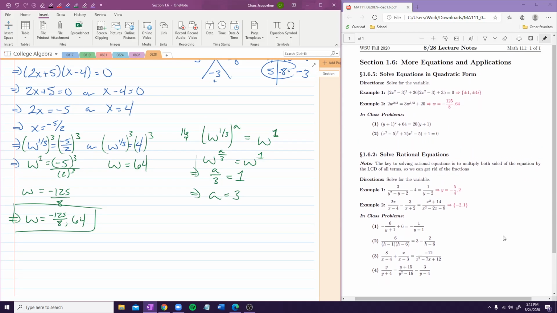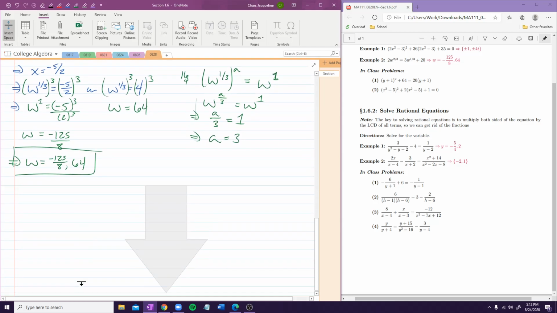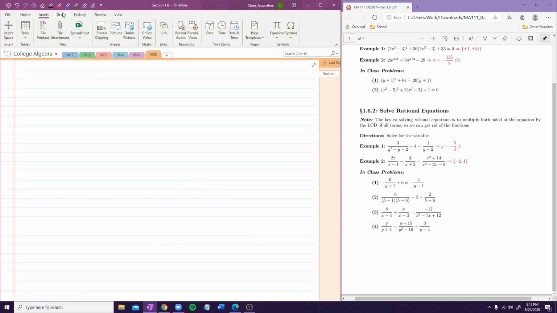So that is it for 1.6.5. Now we are going to go back and look at section 1.6.2, which is all about solving rational equations. Okay, so let's look at example 1.